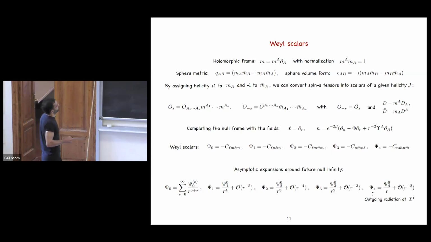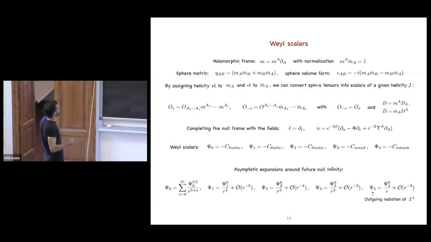You introduce, we saw this before, a holomorphic frame on the sphere, which allows you to rewrite the metric and the volume form on the sphere in this way. And then you can basically use this holomorphic frame to convert spin tensors into scalars where you replace the spin S with the helicity on the sphere. So you start with the symmetric traceless tensor, for instance, here with the S indices. You contract them with these holomorphic frames.